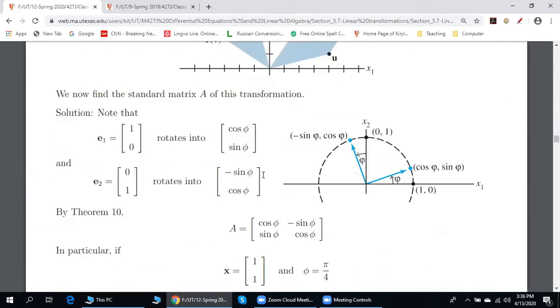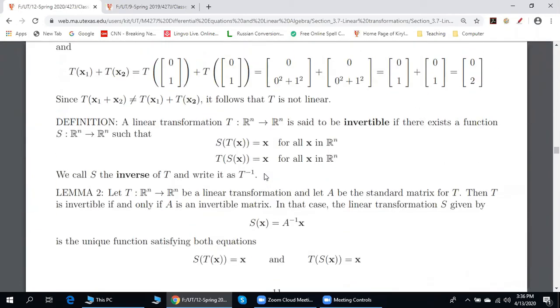Lastly, please take a look at this. We say that a linear transformation from Rn to Rn, note that here we have the same n, is said to be invertible if there exists a function S from Rn to Rn such that S of T of x is x and T of S of x is x.